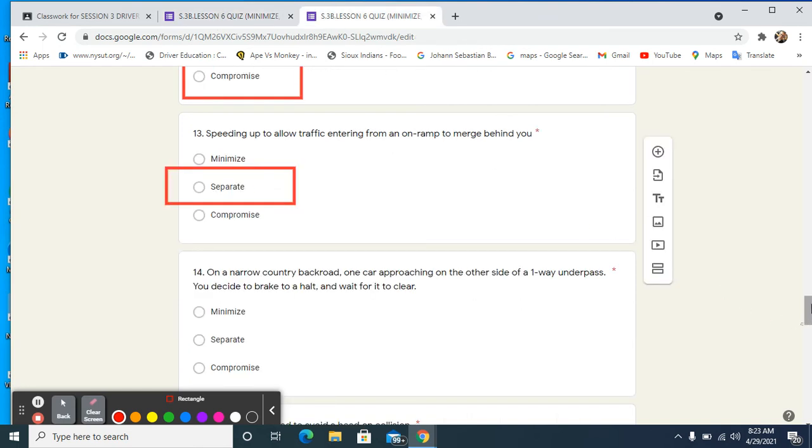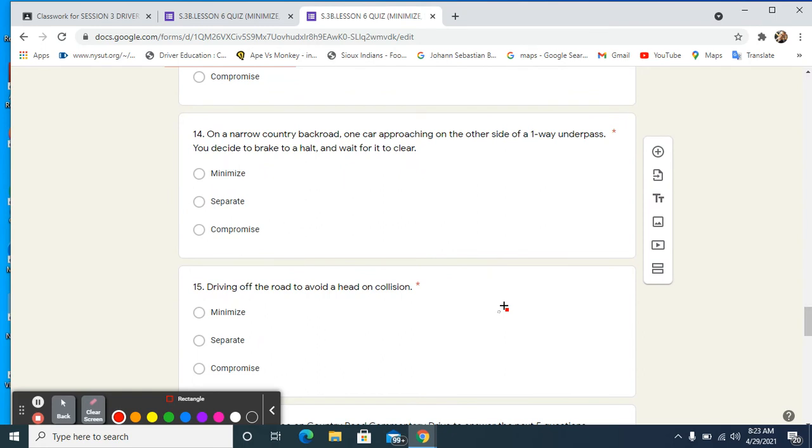Okay. Number 14, on a narrow country back road, one car approaching on the other side of a one-way underpass. Think of like a little... I had this in mind when I was writing this. It was a train trestle above with a little underpass, a little tunnel to go through on a really kind of small, narrow road. And there's only really enough room for one car to go through. And there's a stop sign there, I think.